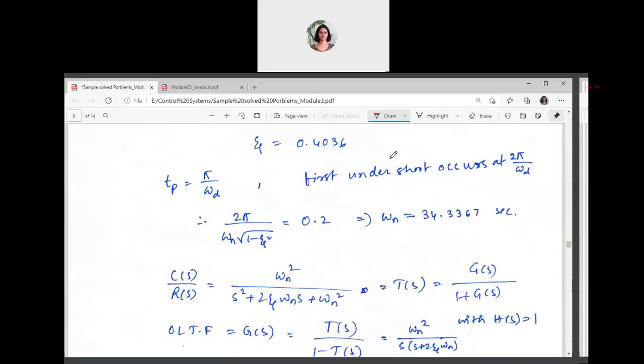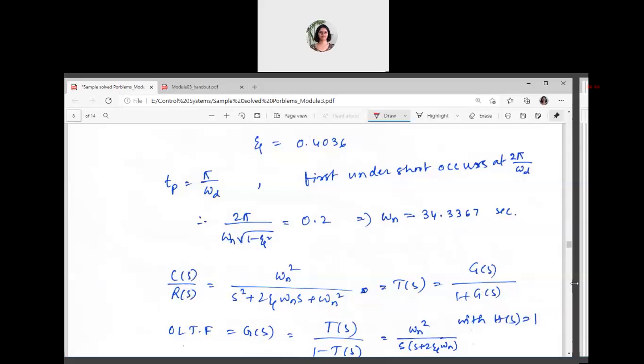We have obtained zeta. Now Tp is equal to pi by omega d. This is the peak time. The first undershoot occurs at 2 pi by omega d. So 2 pi by omega d, where omega d is omega n root over of 1 minus zeta square, is equal to 0.2. From here we can calculate the value of omega n. Now we know omega n, we know zeta, so we can write the closed loop transfer function.